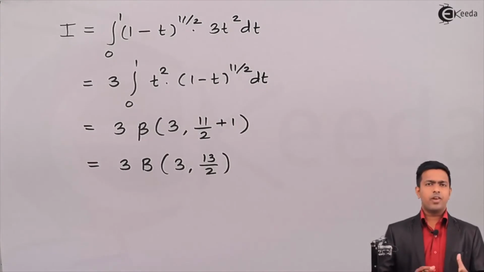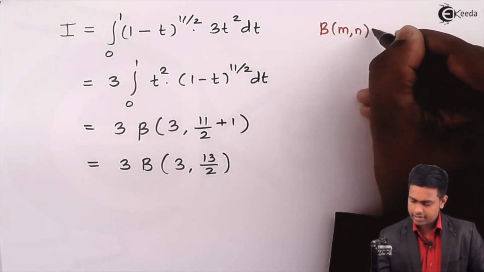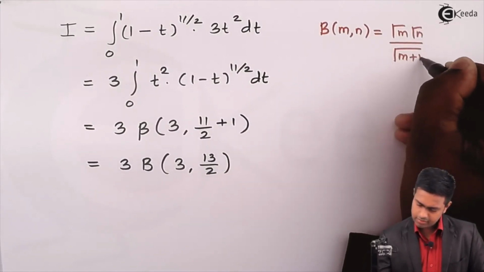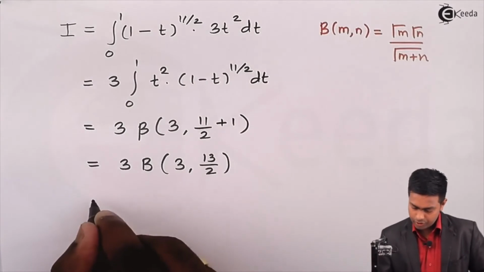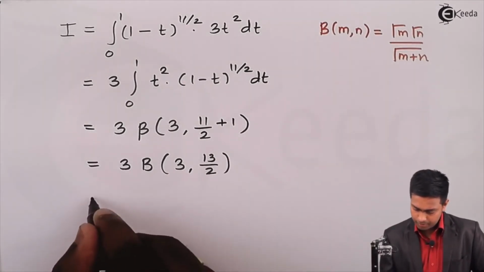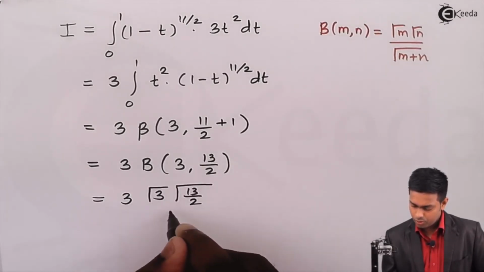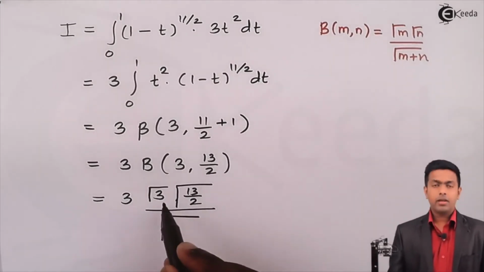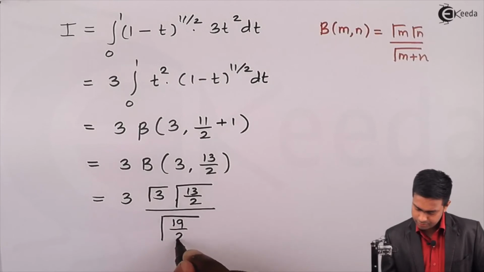For the solution we will be using the relationship between the beta and gamma function. So here I'll show you. The relation is like this: beta m comma n is given by gamma m gamma n by gamma m plus n. By using this relationship, here I'll write it is equal to 3 times gamma 3 gamma 13 upon 2 whole divided by gamma 3 plus 13 upon 2, which will come out to be 19 by 2.